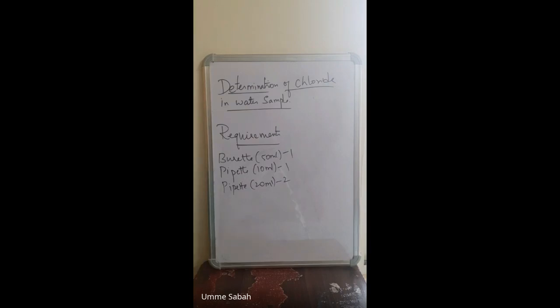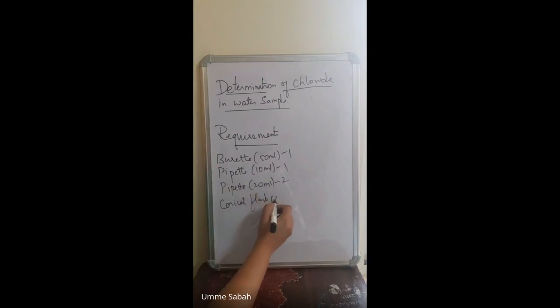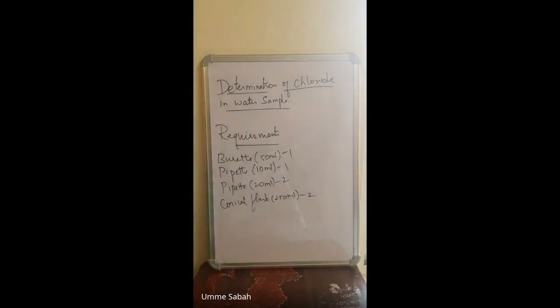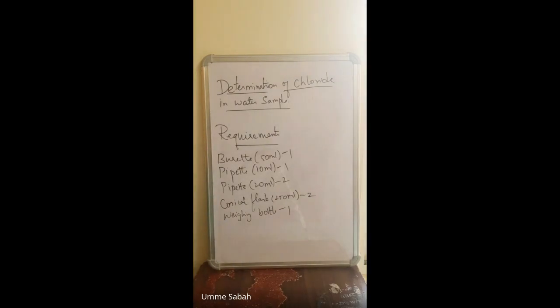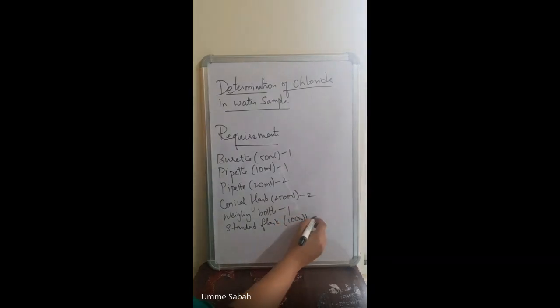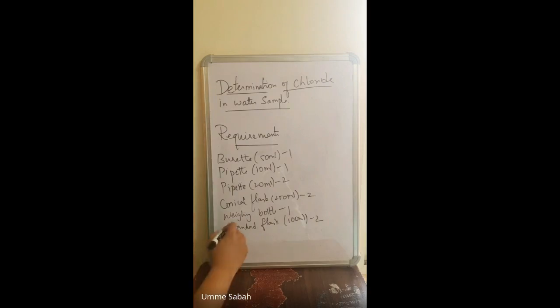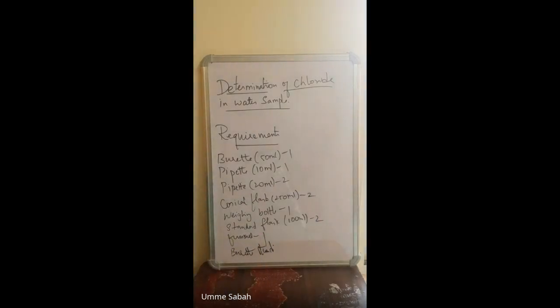Then we require a conical flask, up to 50 ml. That is 2 we want. And a weighing bottle, 1. And then a standard flask of 100 ml. We require 2. A funnel, so that we can easily transfer and not spill the solution, and we require a burette stand. Okay, so these are the requirements. Please mention them in your book.